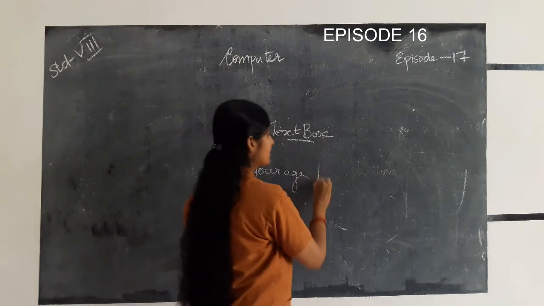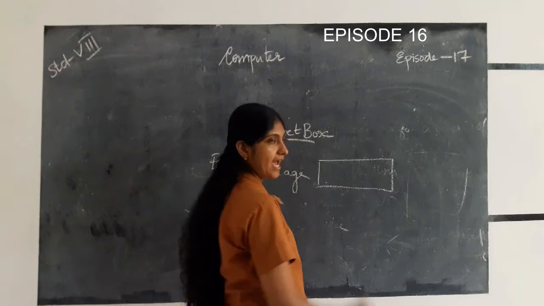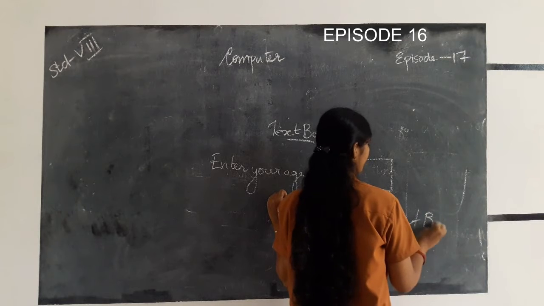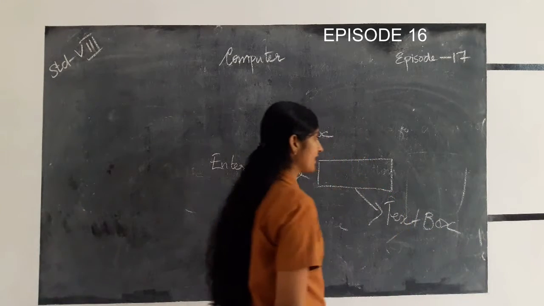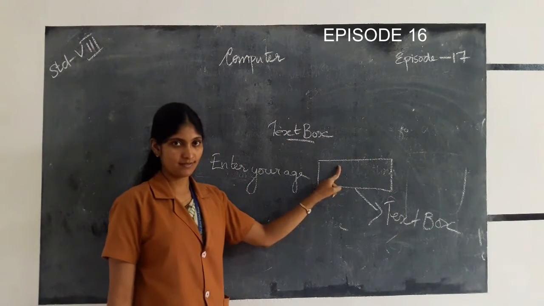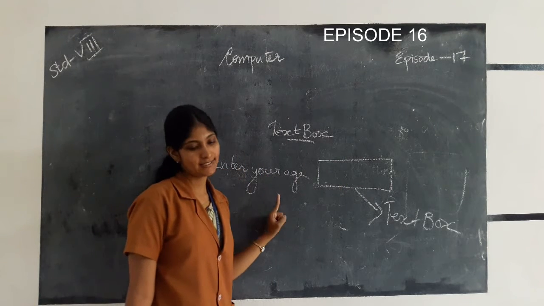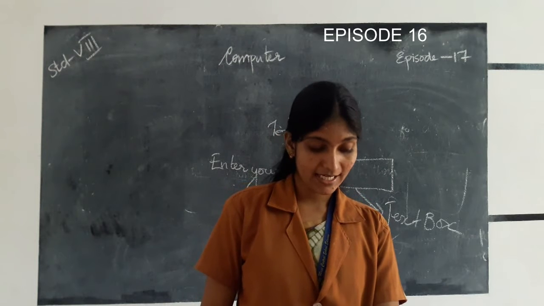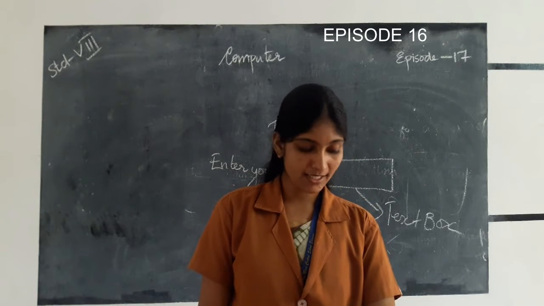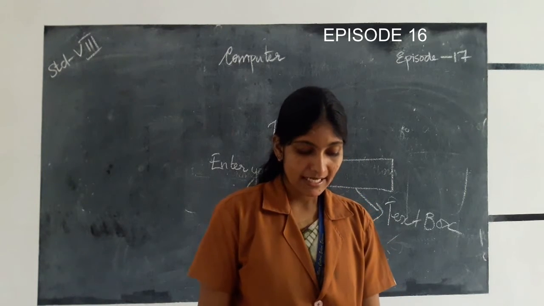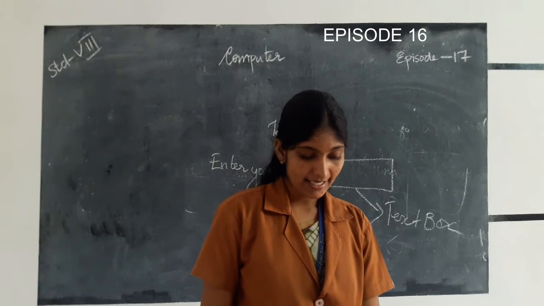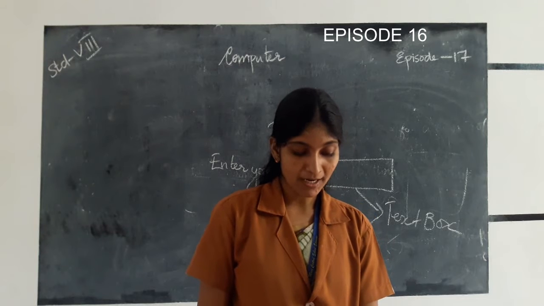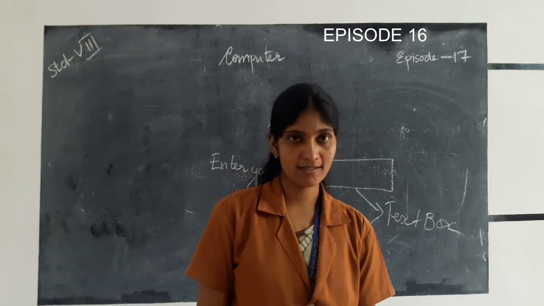And there is a space for entering the age, and this is known as a text box. So during runtime the user can enter the age in this box. That box is named a text box. Then you can have either a single line or multi-line text depending upon the requirement. There are two types of text boxes, multi-line or single line.